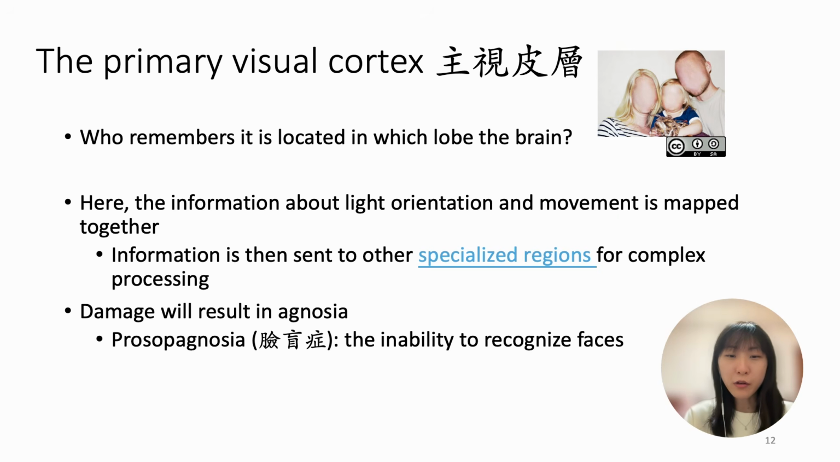The primary visual cortex is located in the occipital lobe, and the information about light, orientation, and movement will be linked together there. The information will be sent to other specialized cortical regions, like the fusiform face area, which specializes in processing faces, and damage will result in different agnosias, for example, the inability to recognize faces.